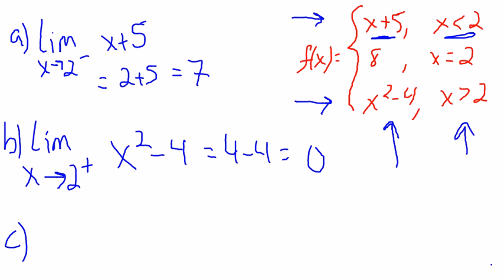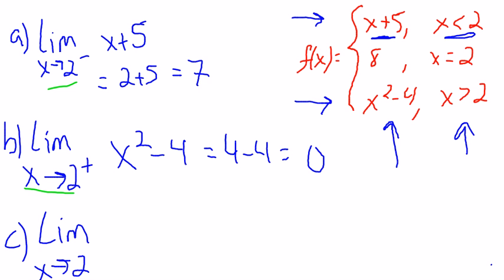Part C asks for the limit as x approaches 2. Remember, the limit exists at 2 if the limit from the left, which is this guy, and the limit from the right are the same thing. If they don't come in from the same side, then I have some kind of jump discontinuity or something like that. You should know that term. And the limit doesn't exist.